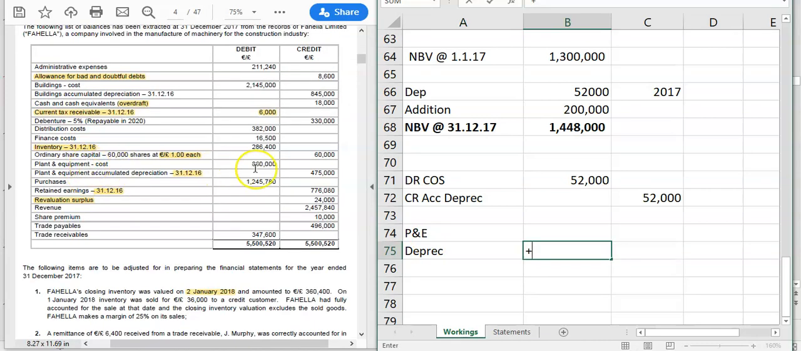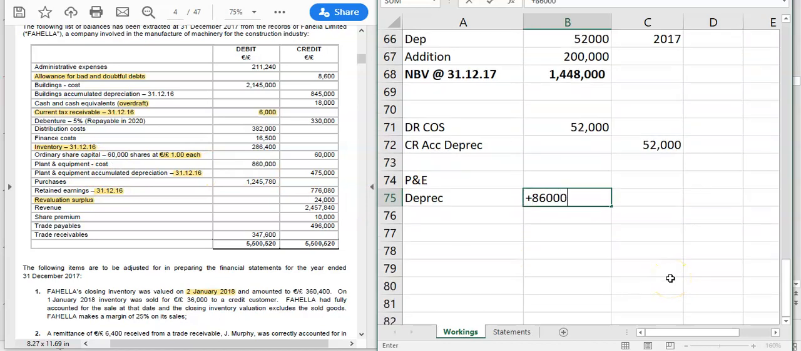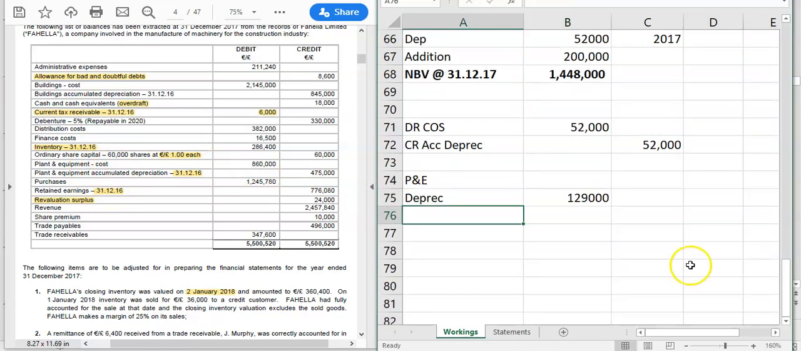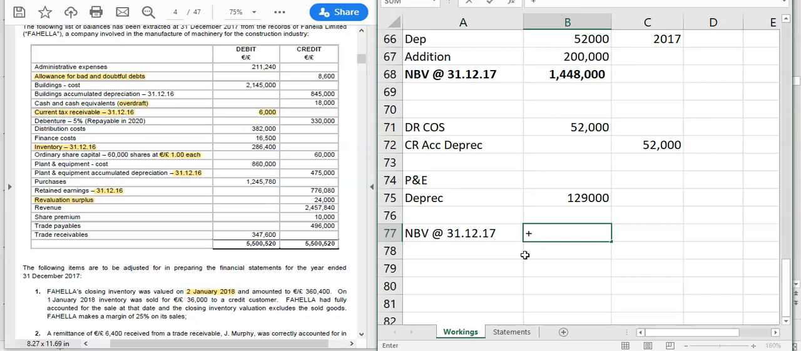15% of plant and equipment is 860 times 15%. So your depreciation there is going to be 129,000, and your net book value at the 31st of 12, 2017, that will be your cost, which is 860, minus your opening accumulated depreciation, 475, minus your depreciation for the year. So it's no harm doing these little calculations in the workings, and you can cross-reference in then quite quickly. So your net book value that you're going to add to these two together is 256.